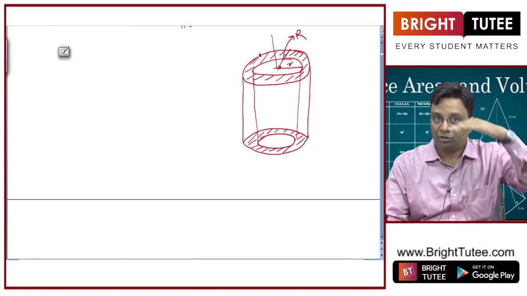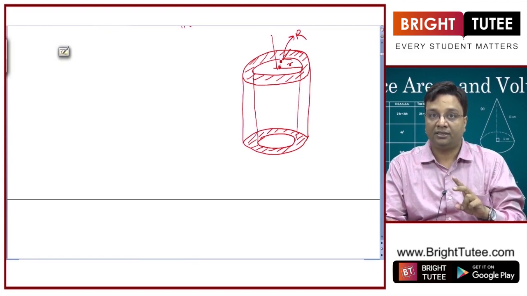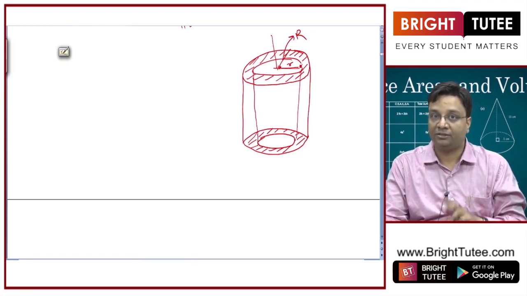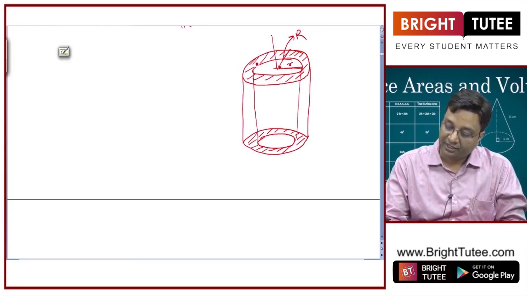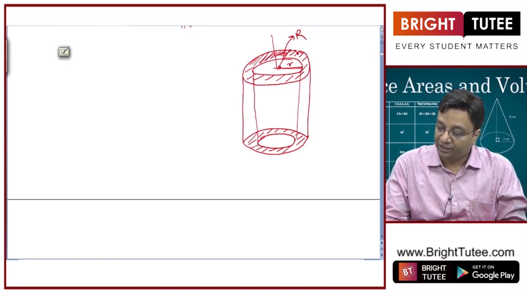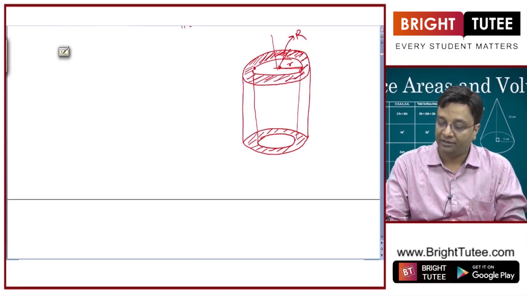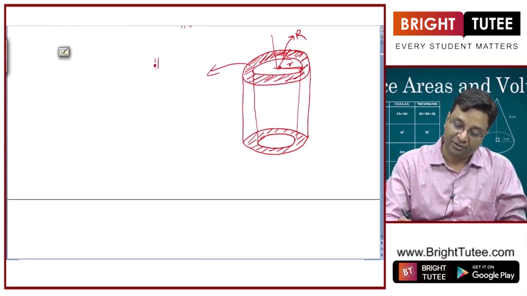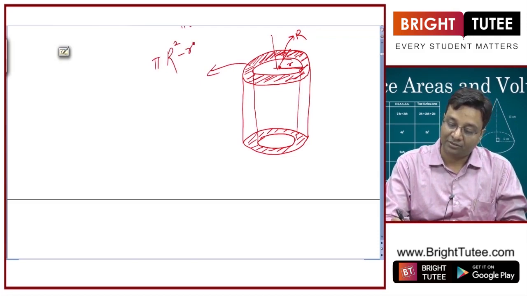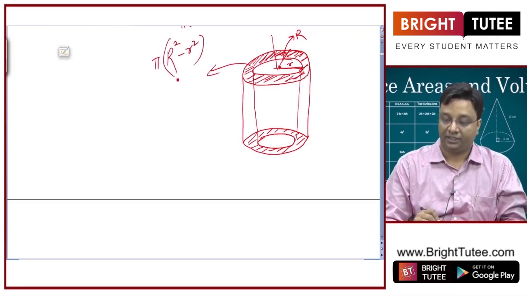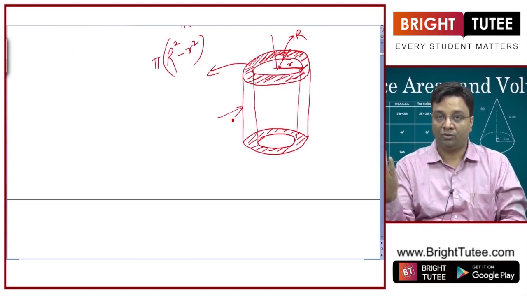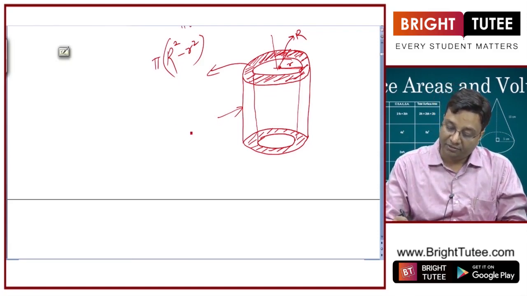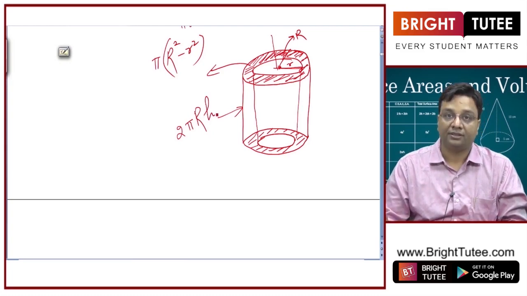If you look at the top surface, it is 2 concentric circles, with the smaller circle with radius small r and the larger circle with capital R radius. Now if you need to talk about this area only, which I have shaded, what will be this area? This will be pi capital R square minus small r square. What will be this area here? This curved surface area of the outer portion will be equal to 2 pi capital RH.